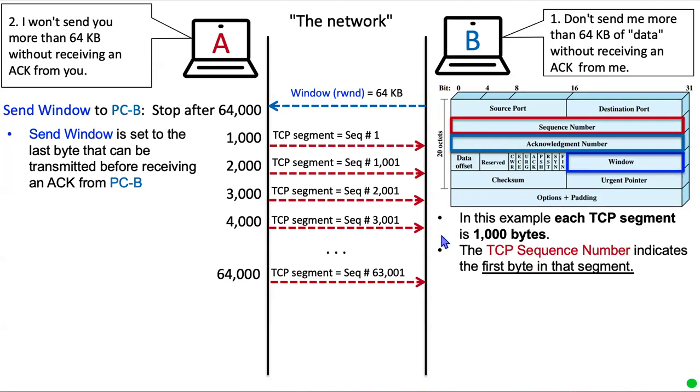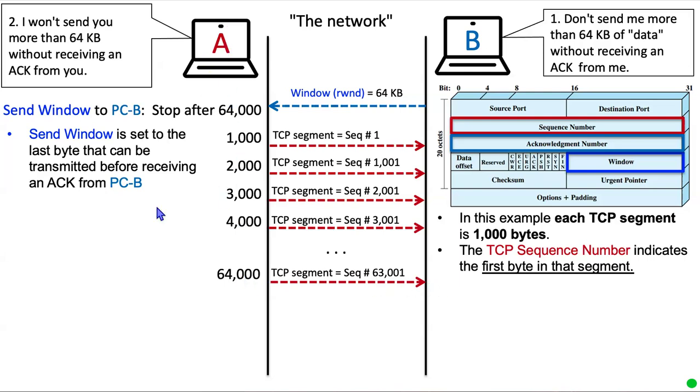Now, a few things to notice here. Notice that there's a TCP sequence number. That sequence number indicates the first byte of that segment. So this first segment, which is 1,000 bytes, would be sequence number 1, the first byte, to 1,000. The next one would be sequence number 1,000, the first byte in that segment, to byte 2,000, etc., all the way to the very last segment it's sending, sequence number 63,001, which is the first byte in that segment, to byte 64,000.